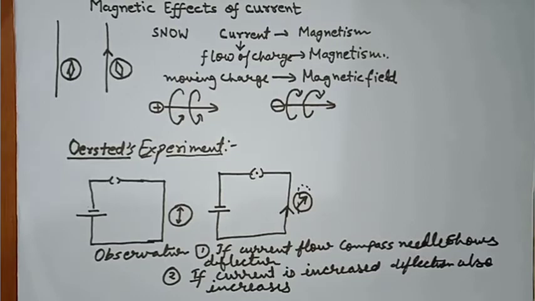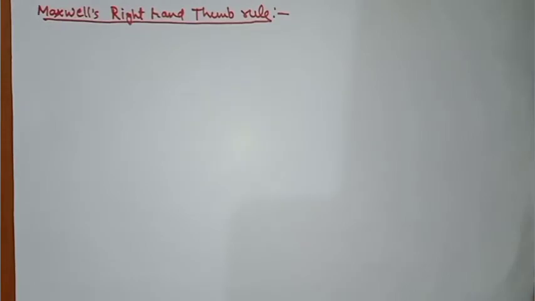I wouldn't say it is a law. It is not a law, but more precisely we can say it is a rule. So it is Maxwell's right hand thumb rule. Some people say it Maxwell's right hand thumb law. I have no issues with any of the names. Many cricket lovers know Maxwell as Glenn Maxwell, the Australian player, and I think he is a right-hander.